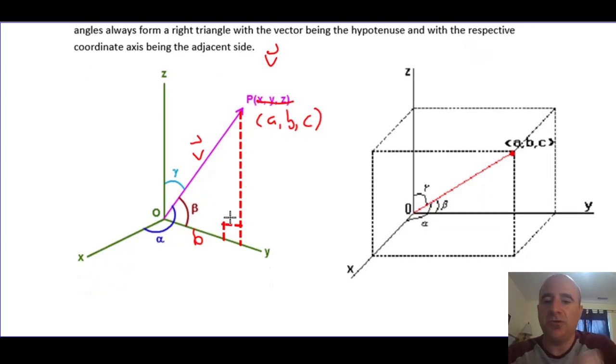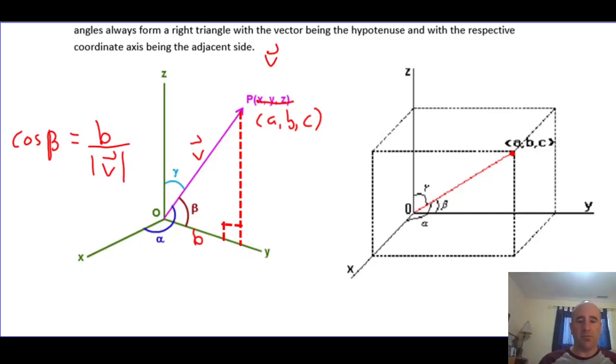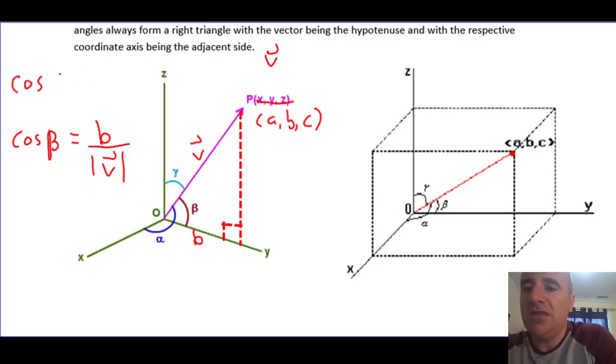So as it turns out, the cosine of beta is equal to B over the magnitude of v. So I can use that formula to calculate the angle that this vector would make with the positive y-axis. Just take its y value and divide by its magnitude. That gives you the cosine of the angle. The same is true for the other two angles as well. In this particular picture, it's just harder to see.